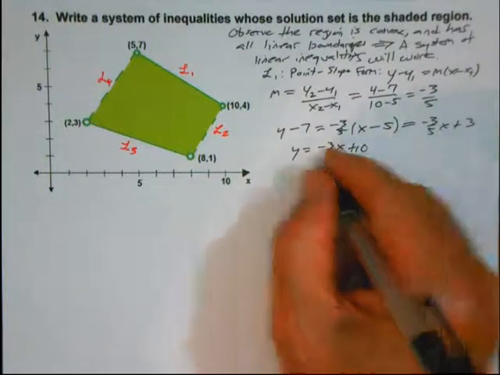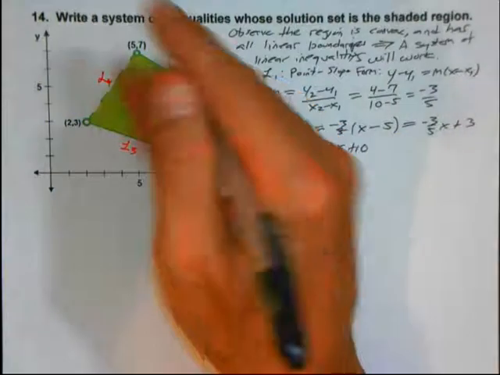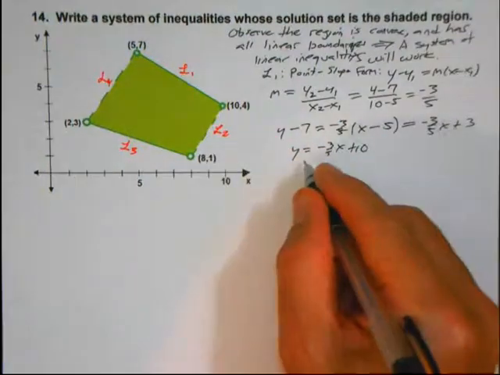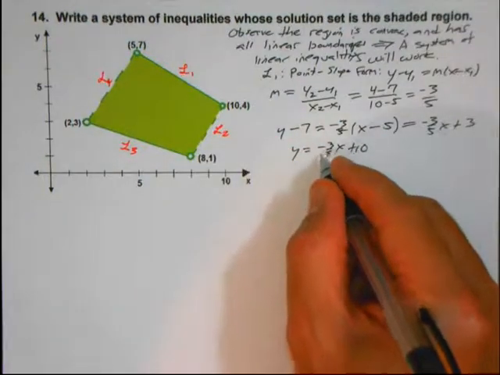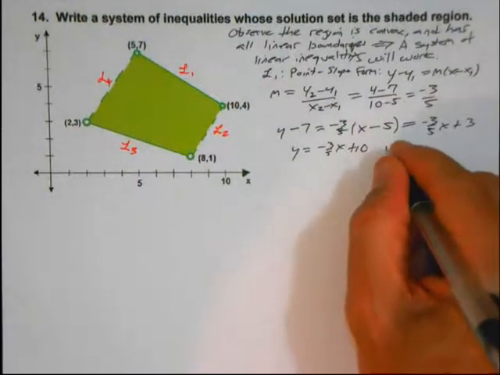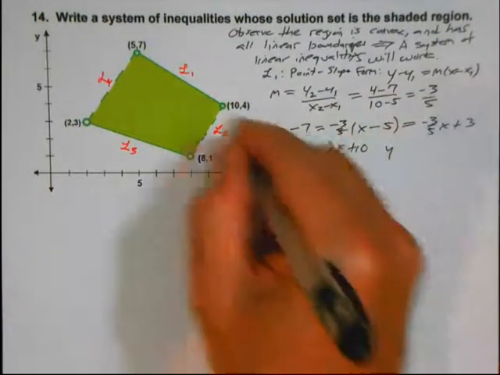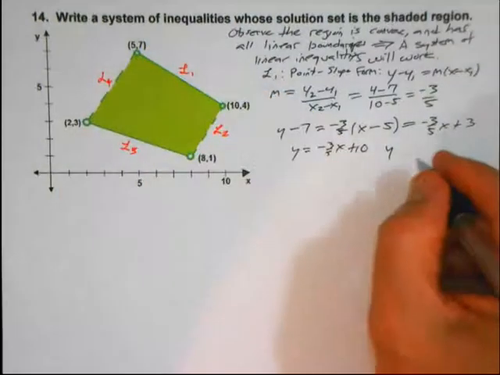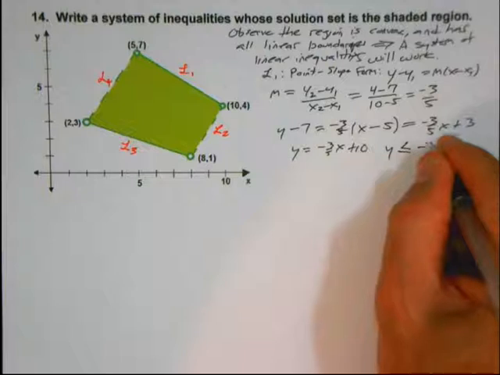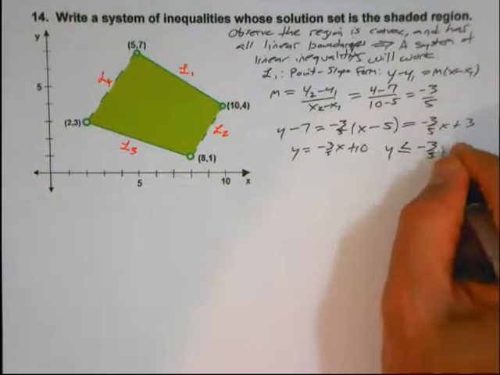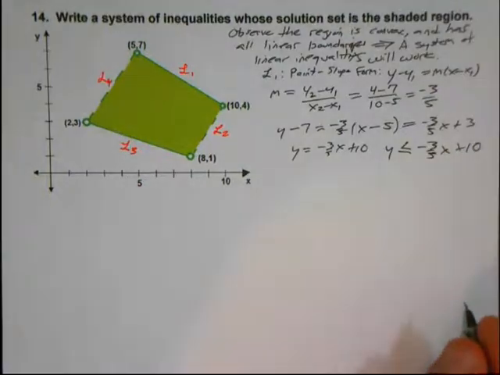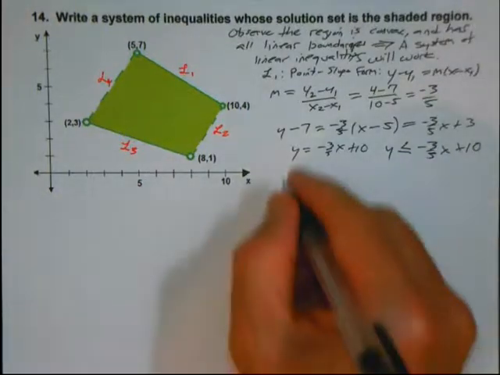Now, we need the inequality that has this half plane down here. In this case, we can think in terms of, do we want above or below the line? We want below the line. So now we're thinking y. Let's see. It's a solid boundary line, so it's less than or equal to negative 3/5 x plus 10. Okay, there's L1. Let's go to L2.